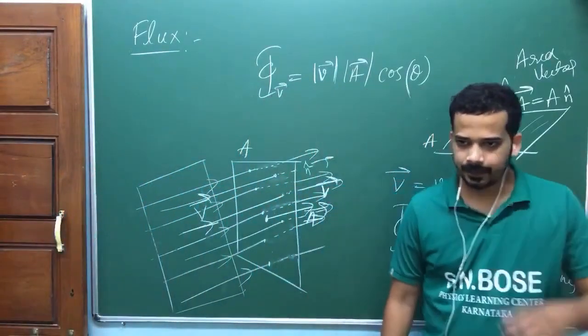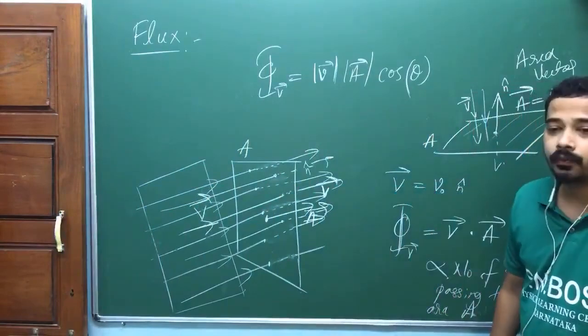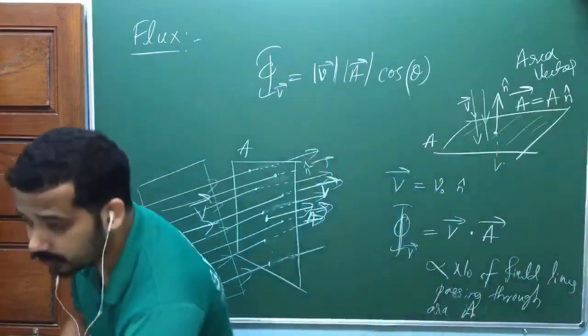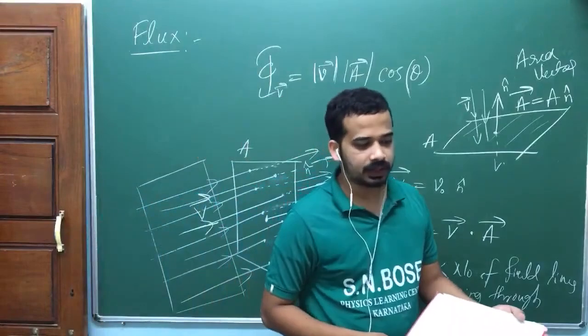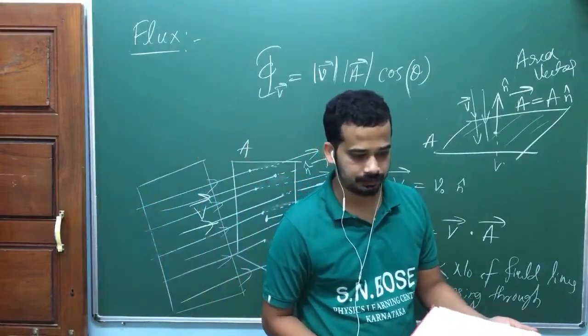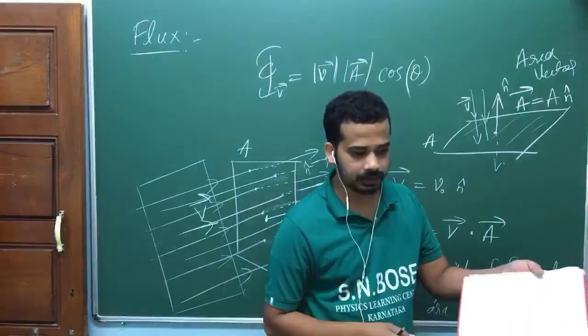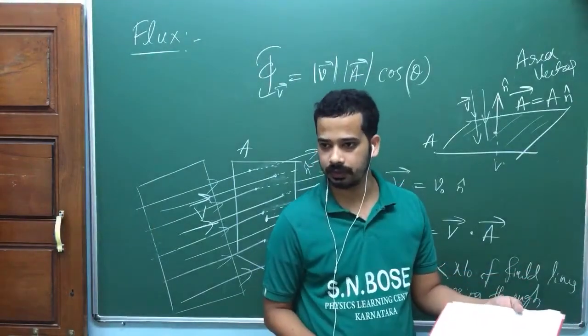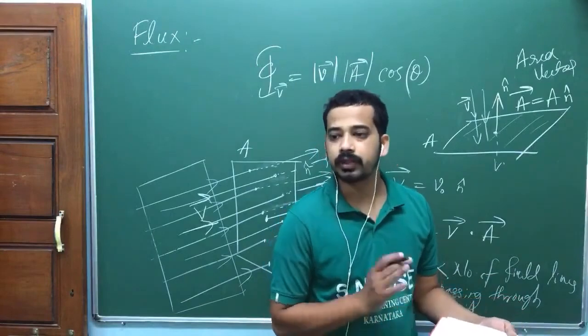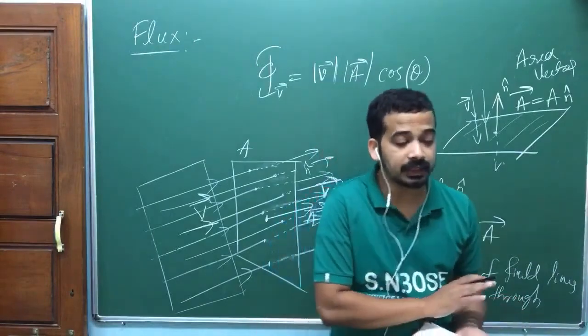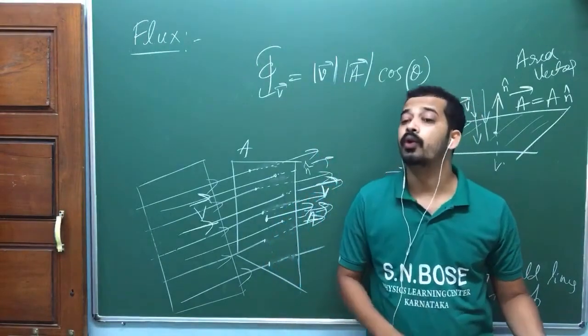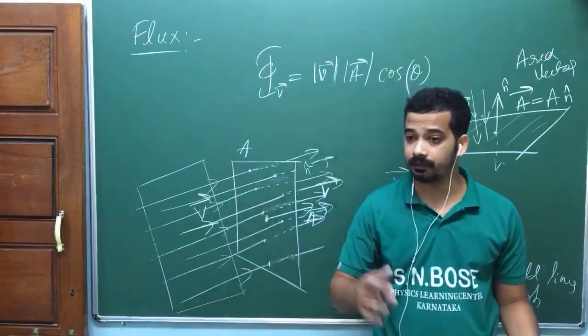Sir, I think it is inward or outward flux, sir. Wait. For an open surface, what is inward, what is outward? You tell. This is an open surface, am I right? This is a plane. What is inward, what is outward? So that's why for an open surface area, there is nothing like inward and outward. Only for a closed surface area do we define inward and outward.